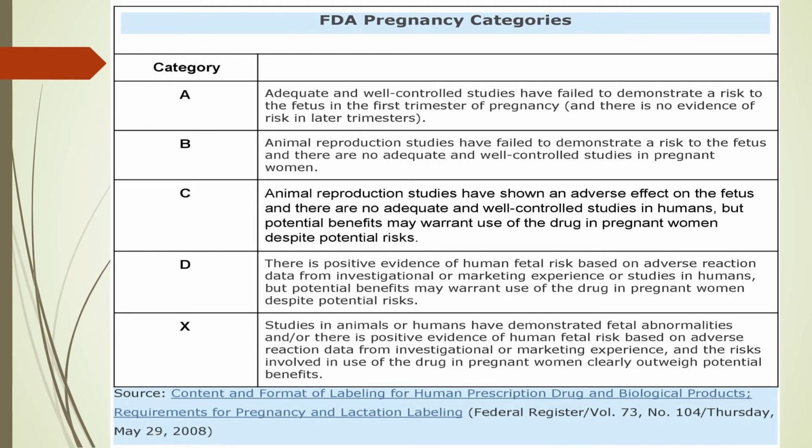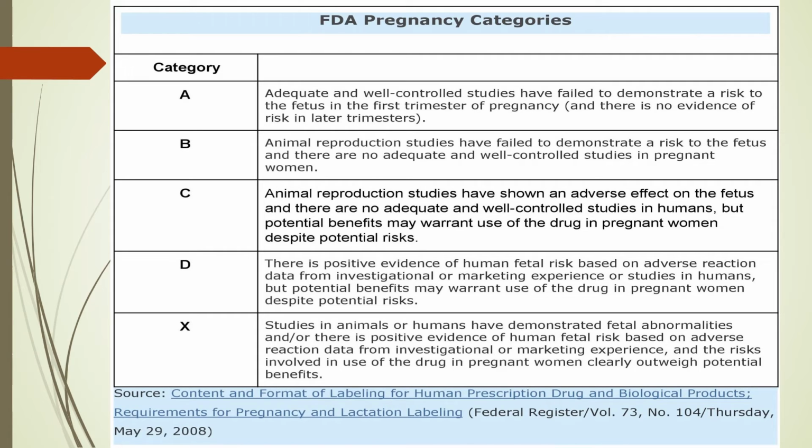So category X means that studies in animals or humans have demonstrated fetal abnormalities, or there's positive evidence of human fetal risk. So when a medication is being put out, they need to test it on animals and then test it on humans to make sure that it's safe. And then especially now when they're dealing with pregnant women, they need to test pregnant animals and pregnant women and see what is the effect of that drug. So if it's category X, it means that the drug is harmful to both human and animal fetus, therefore it cannot be given to anyone.